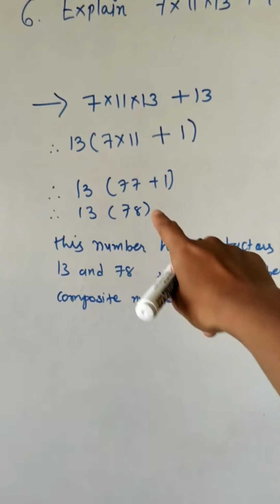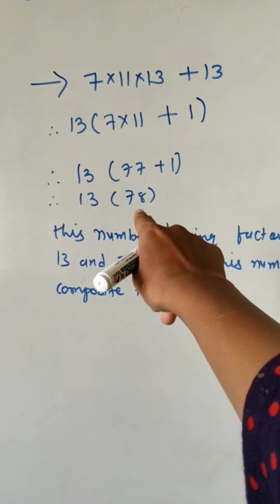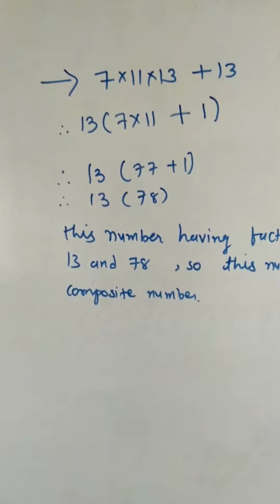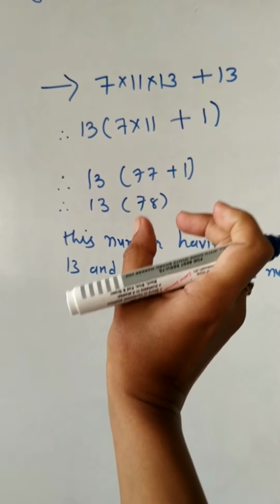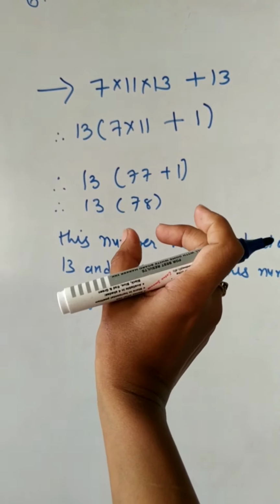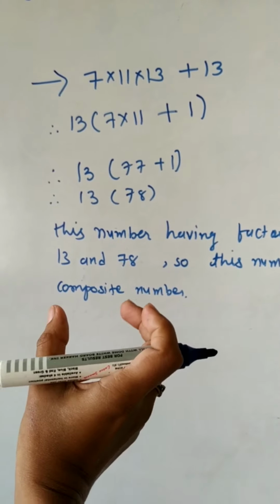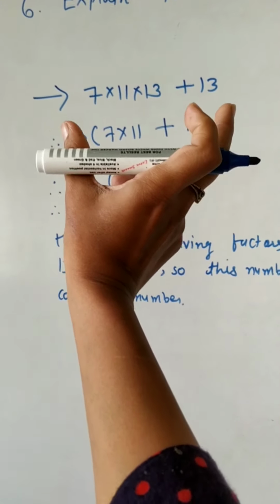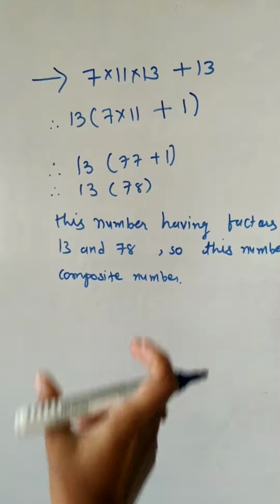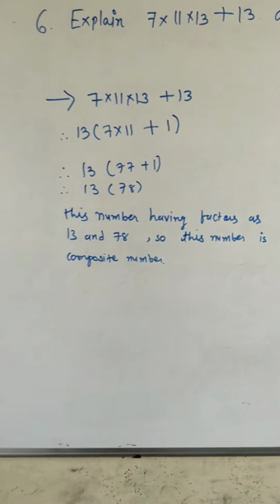Here only 1 would remain, so 13 ones are 13, and that number would be called prime. But here we can see two numbers are there, meaning we can factorize more, so that number is called, whatever this number is, which kind of number? That number is a composite number. So now we will prove it for the second one.